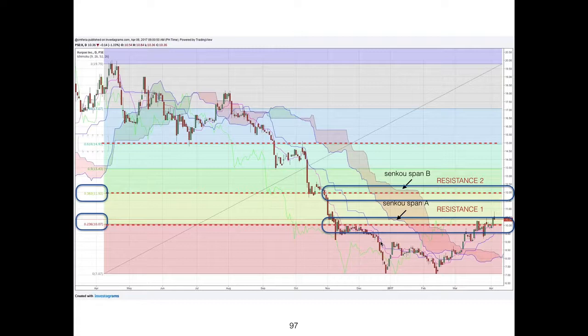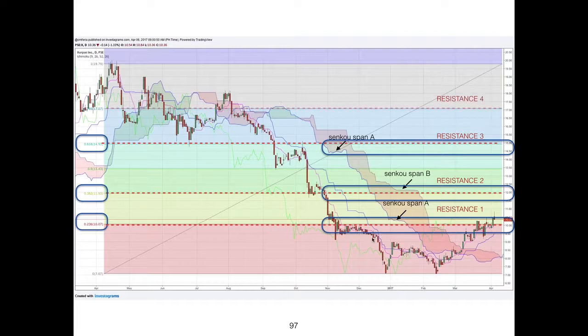Resistance 3 is at 15 pesos, or the 61.8 Fibonacci level, a strong resistance level. Again, we find the Senkou A here as well. Resistance 4, 17. We find the Senkou B here as well as the 78.6% Fibonacci level.